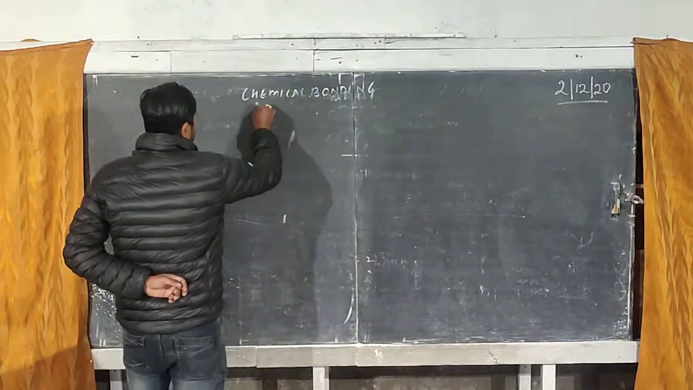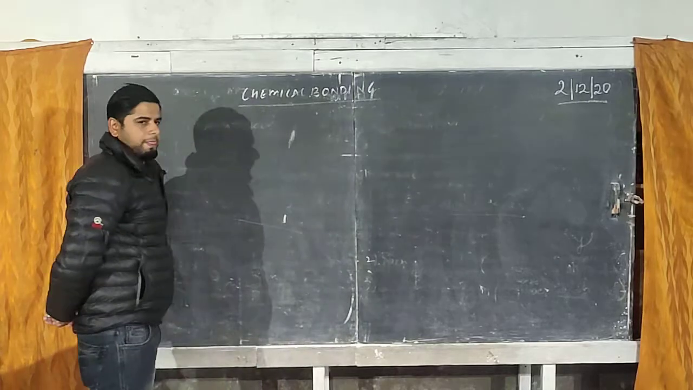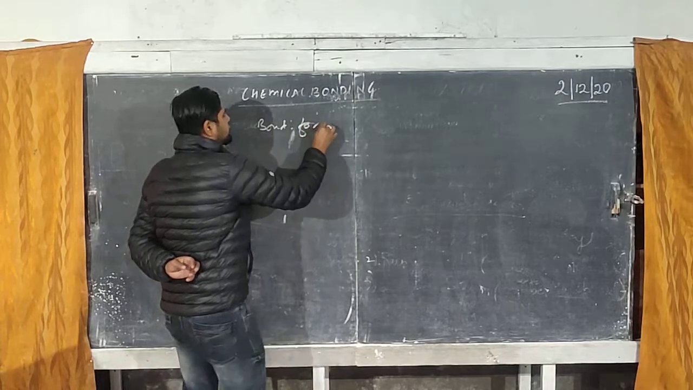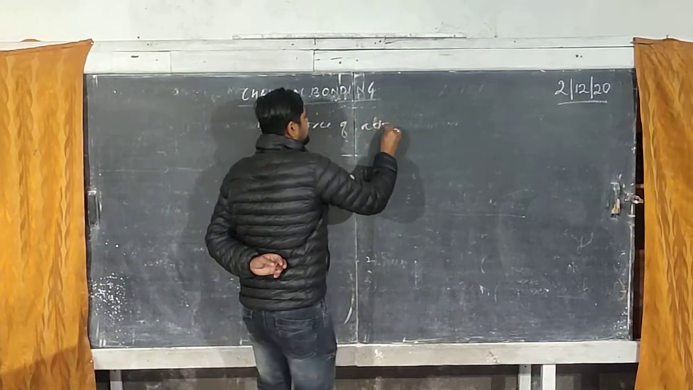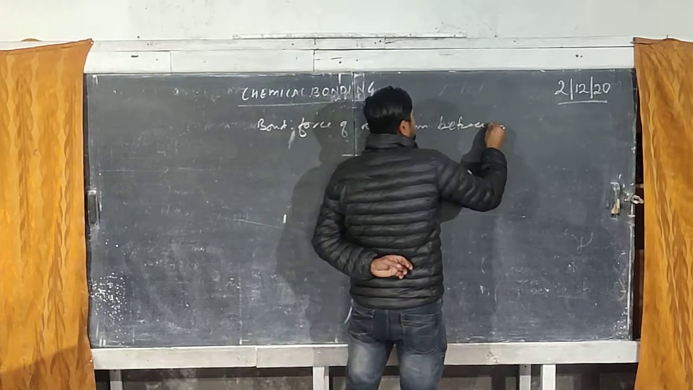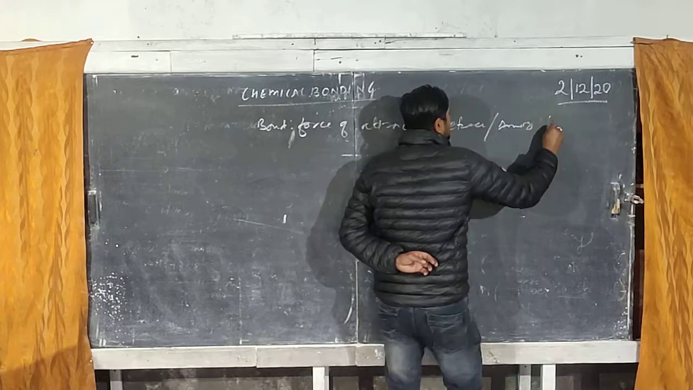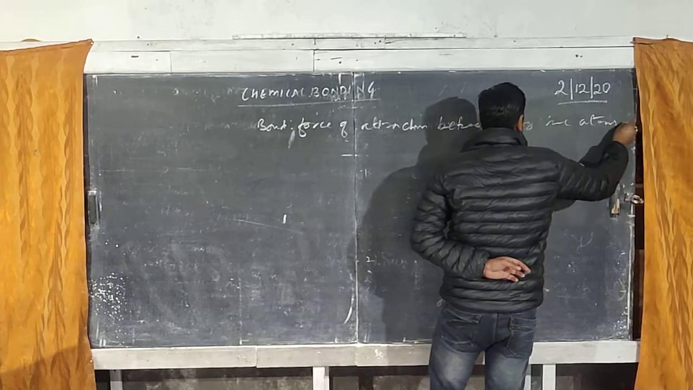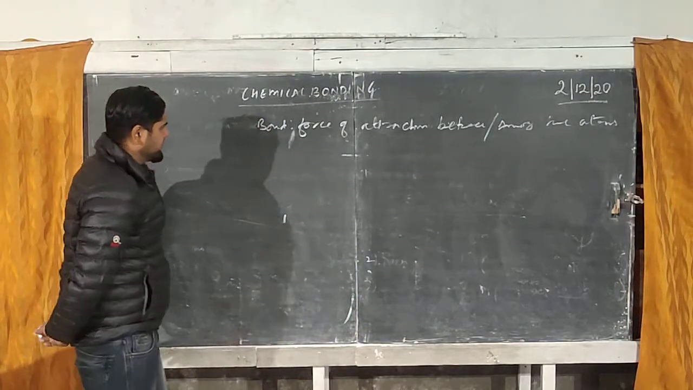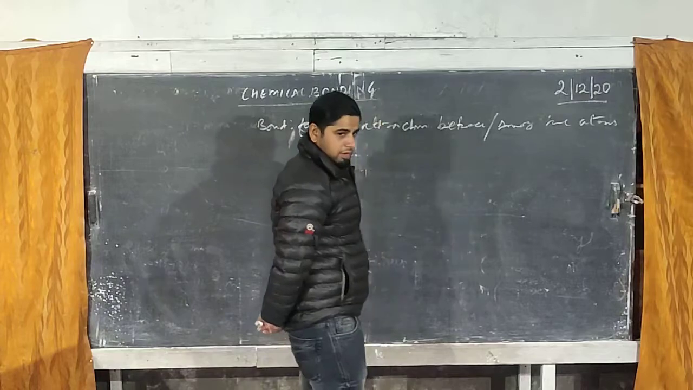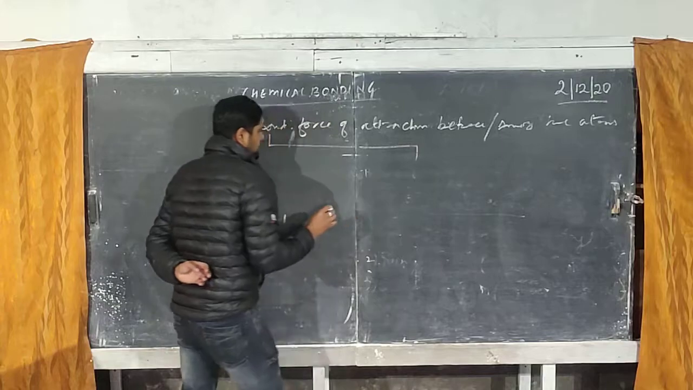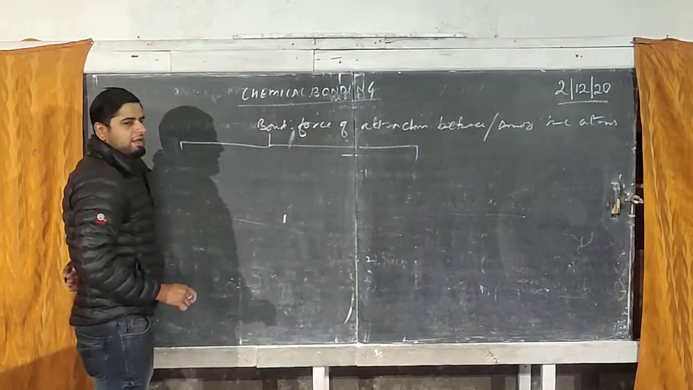So today we will discuss chemical bonding. Actually, a bond is nothing but a force of attraction between or among different atoms. Got it or not? So a bond is just a force of attraction. This bonding process is of three types.